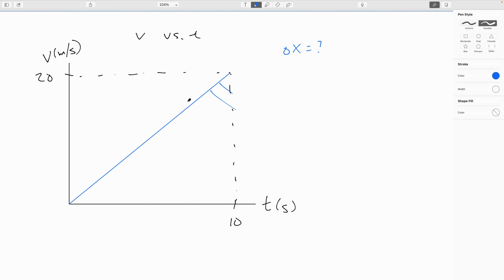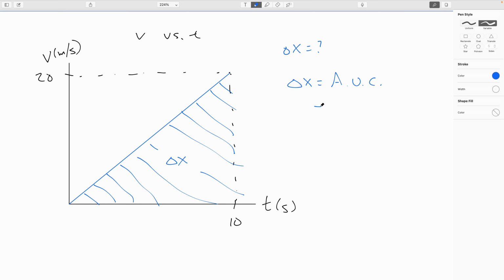Well, here what we can do is we can say the displacement is the area under the curve. And here there's no real need to set up an integral. If you know how to do it and it makes you feel better, go ahead. But for what we need, we can just say it's equal to the area under the curve. And we say, hey, this is a triangle, so this is 1/2 the base times the height. So this will be 1/2 of 10 seconds times 20 meters per second.